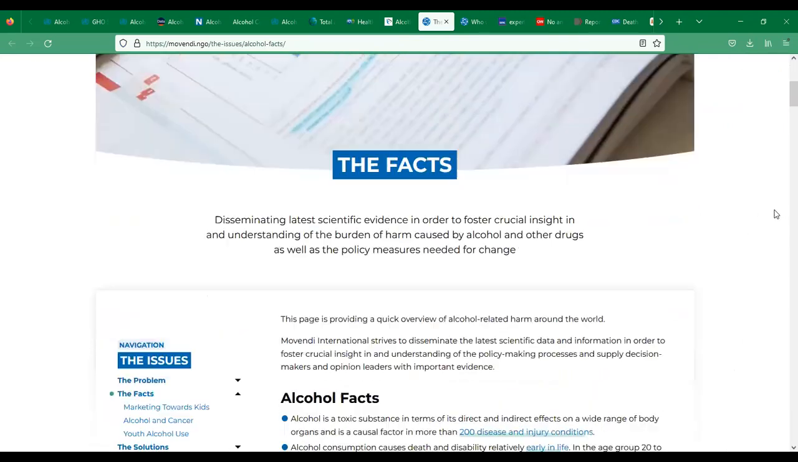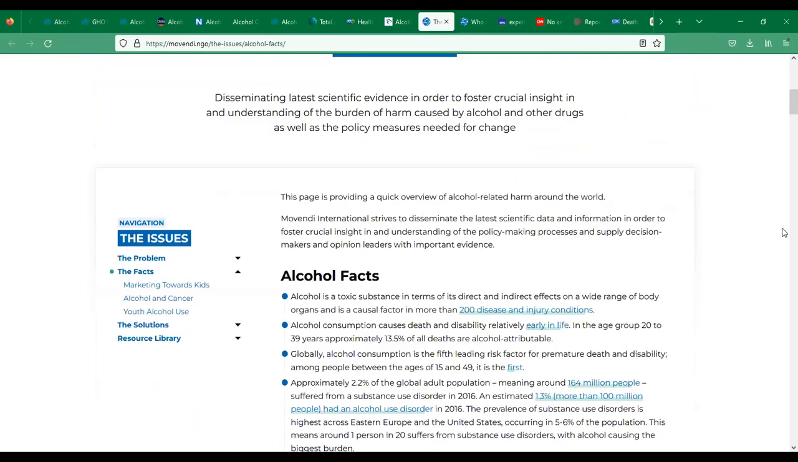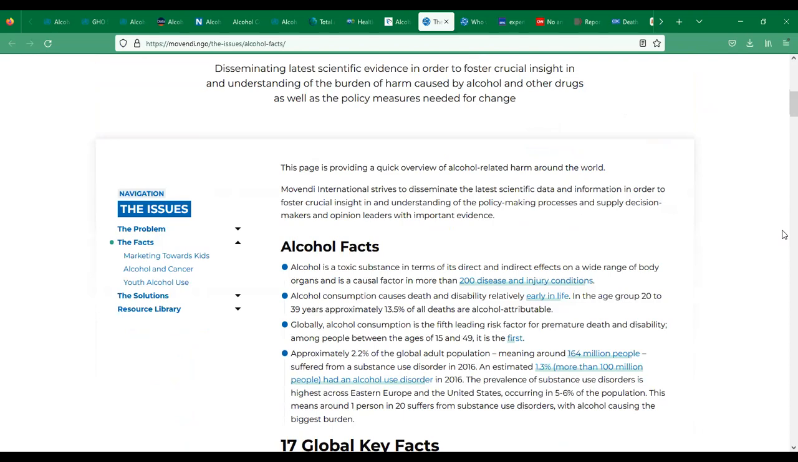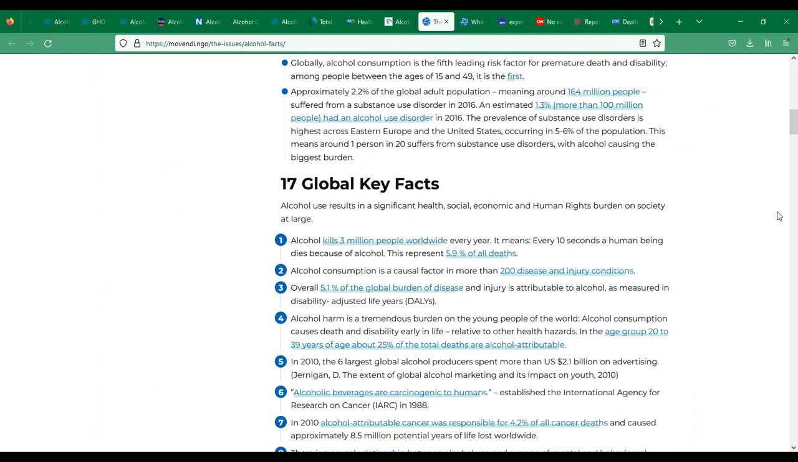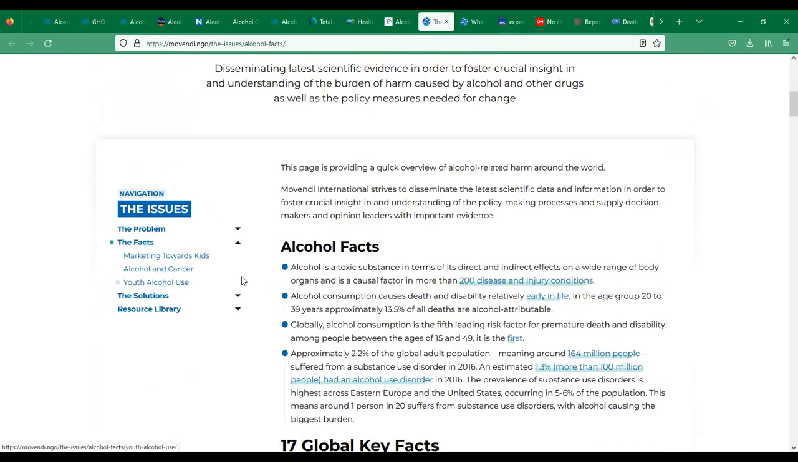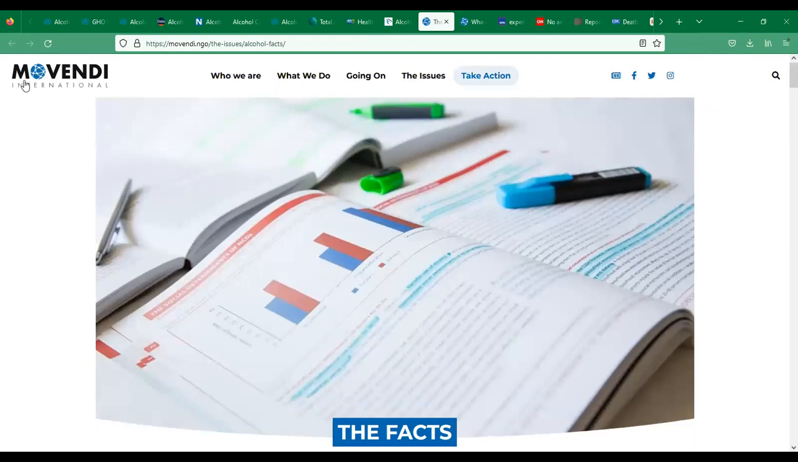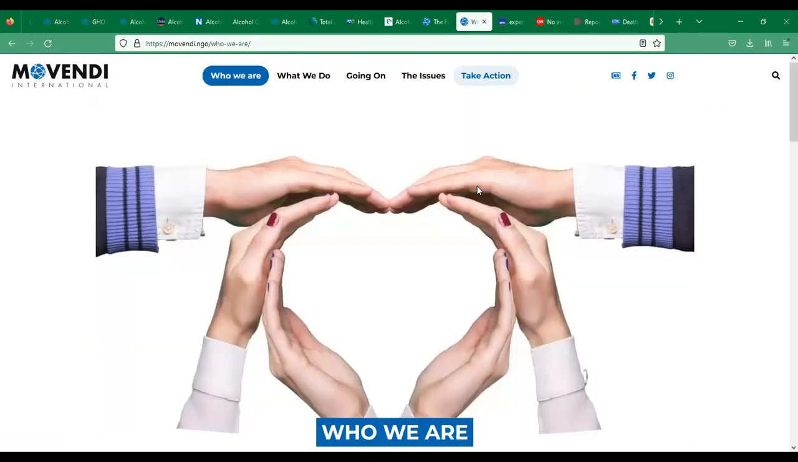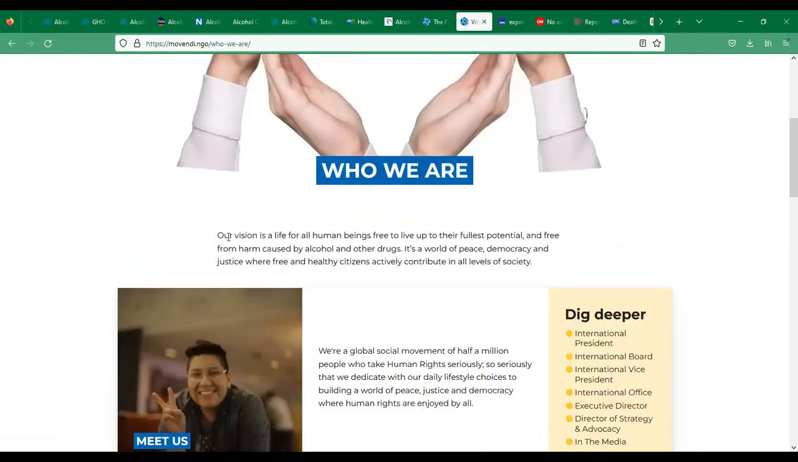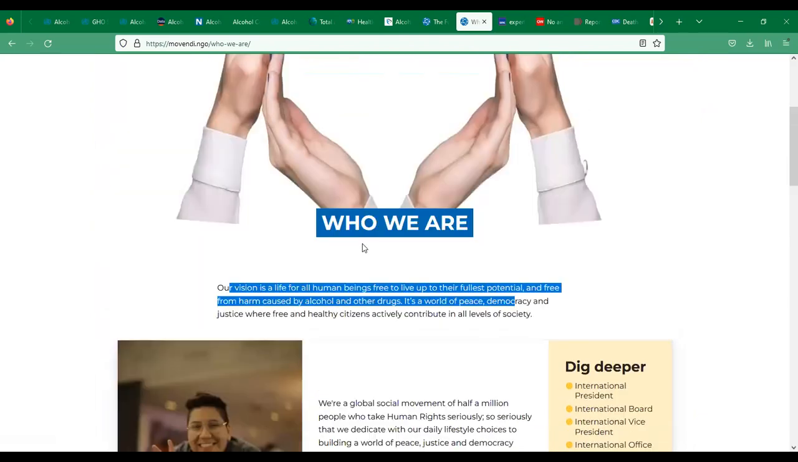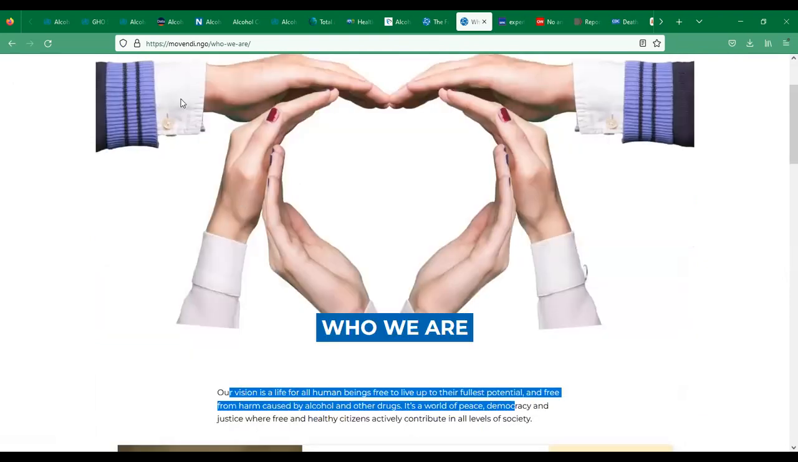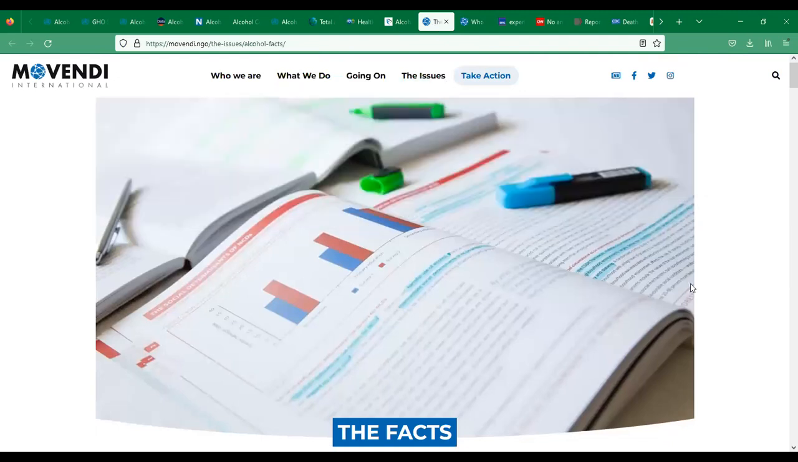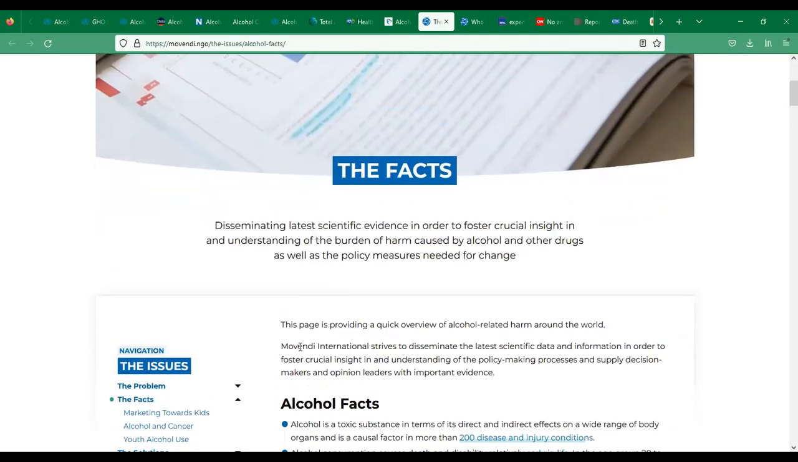We also have Alcohol Facts, within the international body. It's a charity that looks after and helps people in terms of health issues. Okay, key facts.